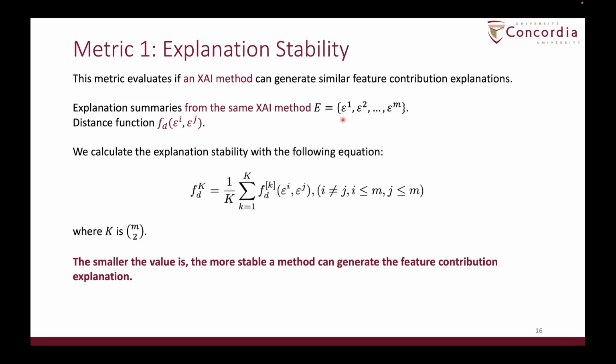Suppose we have m number of datasets. We can derive m explanation summaries generated by the same XAI method. We also have the distance function, which can measure the distance between any two summaries. We calculate the explanation stability with the following equation. For each pair of summary combinations, we calculate their distance and take the mean value of those distances. The smaller the value is, the more stable a method can generate the feature contribution explanation.